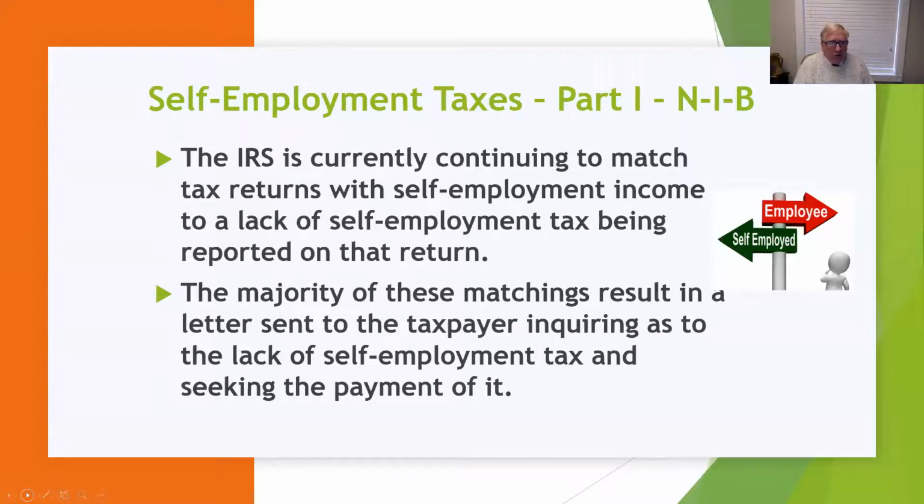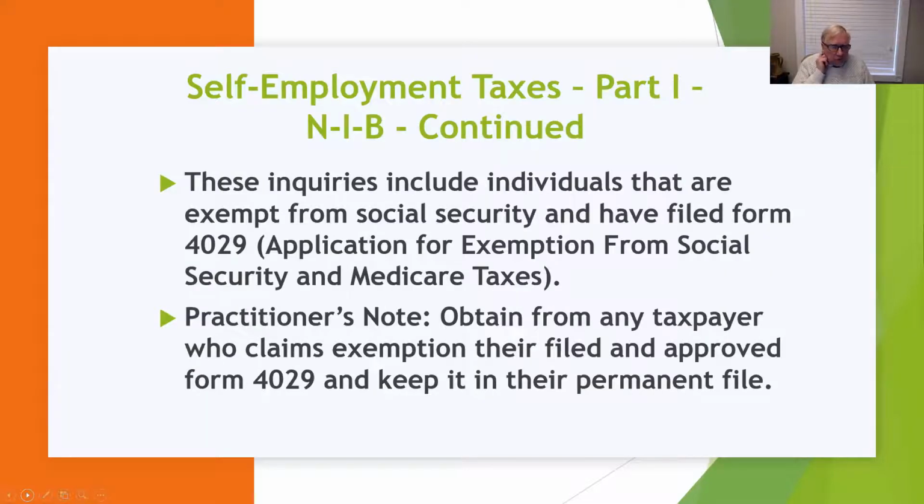Self-employment taxes, and I said again, the IRS is continuing to match returns with self-employment income due to a lack of self-employment tax being reported. The majority of these matches result in a letter sent to the taxpayer inquiring as to the lack of self-employment tax, seeking payment of it. It is especially going out to individuals who have, or haven't, filed an application. The practitioner, the client, has to produce an application for exemption from Social Security and Medicare taxes, Form 4029, that is signed by the Internal Revenue Service. So if you have any clients who have this exemption, be sure that you get a copy of their filed and approved 4029 and keep it in their permanent file.